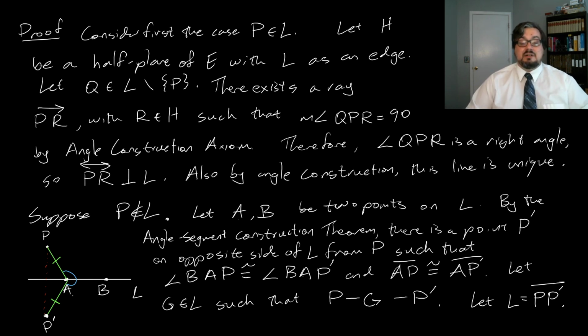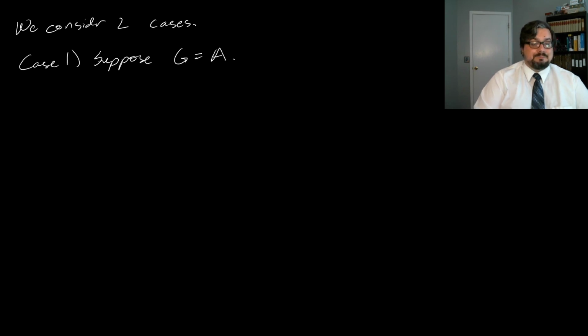Here again, we have to consider a couple of cases. So we consider two cases. Case one, let's suppose that G is actually equal to A. In that case, we have the following sort of setup. We've got P here, we've got the line L, P prime, A, and B.